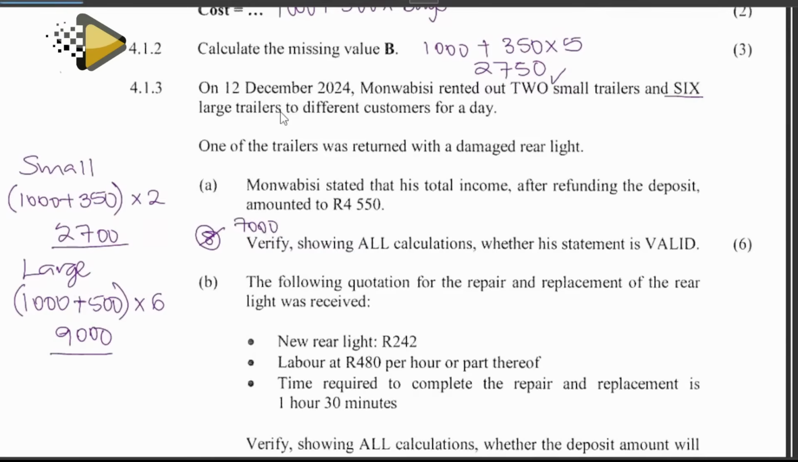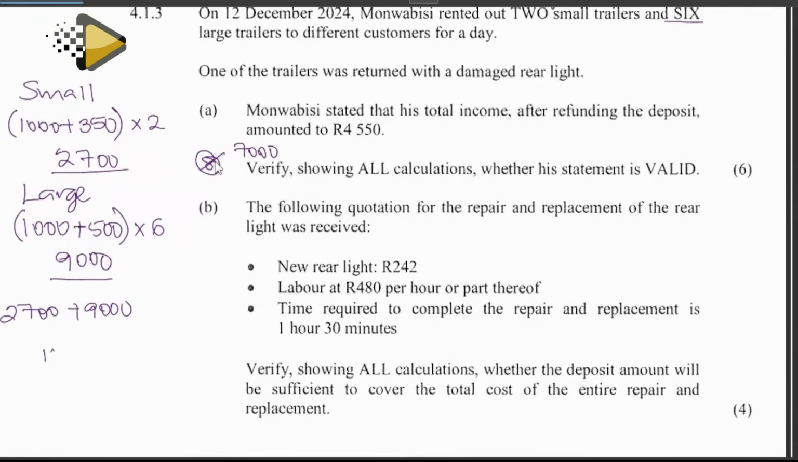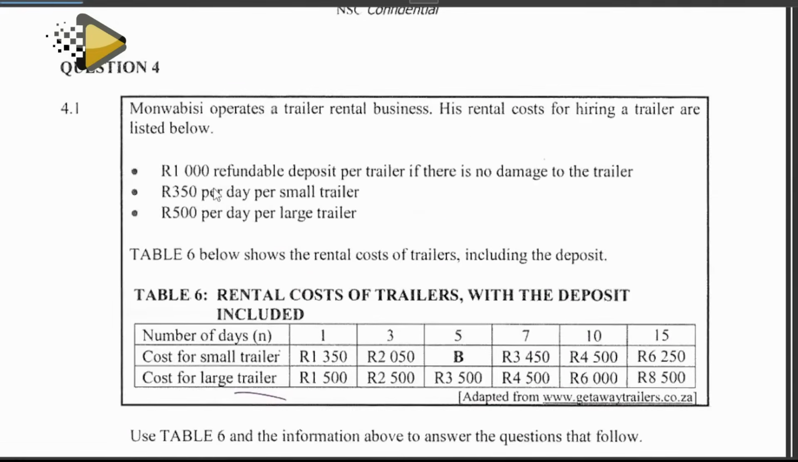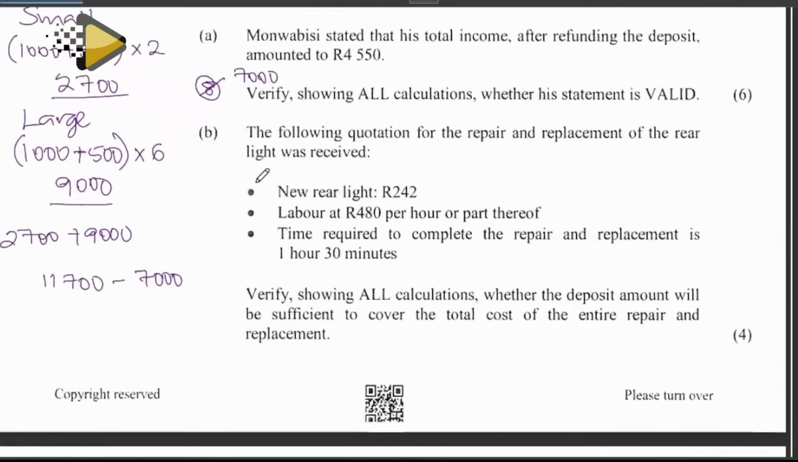Remember, you have to first add the money from the small trailers plus the money from the big trailers. Here you have 11,700. Together, including deposit. So 11,700 minus the deposit he had to return. Of the 8 trailers, he had to return the deposit of 7,000. Why? One of the 8 trailers had a damage. And in the scenario they told you, 1,000 rand returnable deposit per trailer if there is no damage to the trailer.